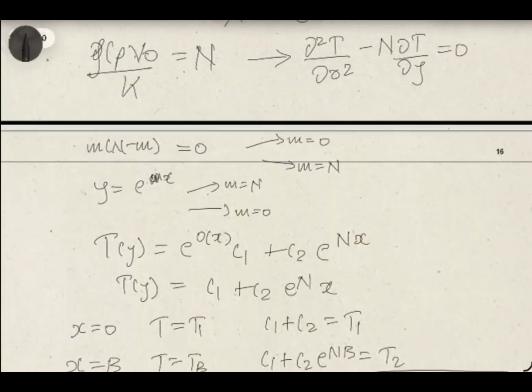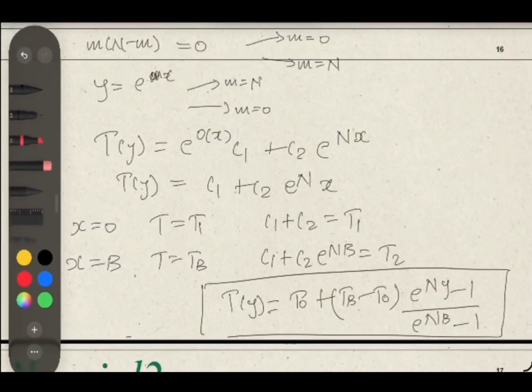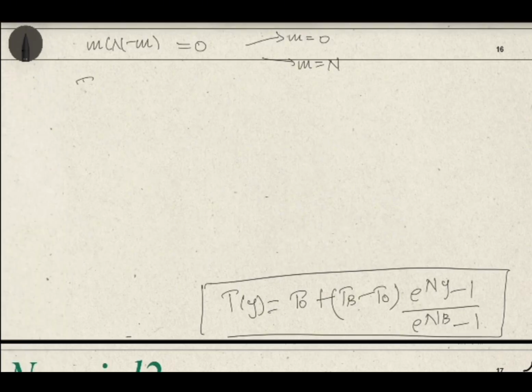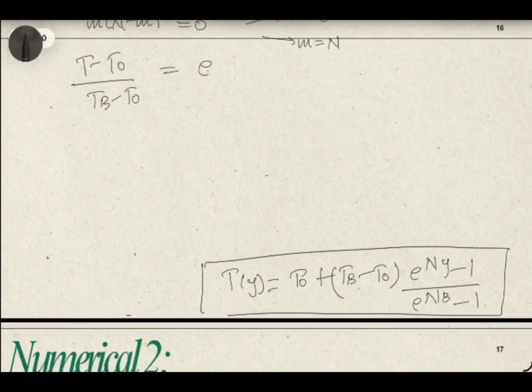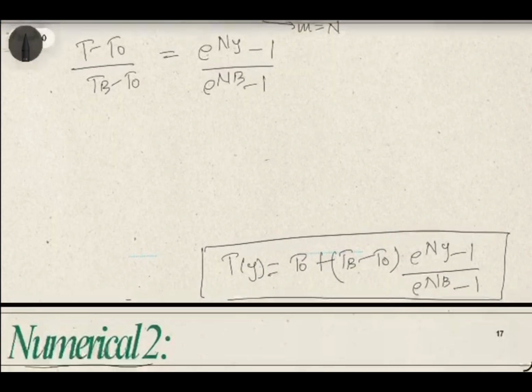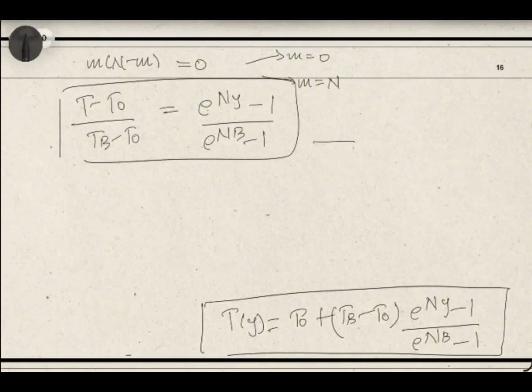We can further simplify it here. Ty minus T0 upon Tb minus T0 equal to e to the power ny minus 1 upon e to the power nb minus 1. So this is the main temperature profile that you are asking for.